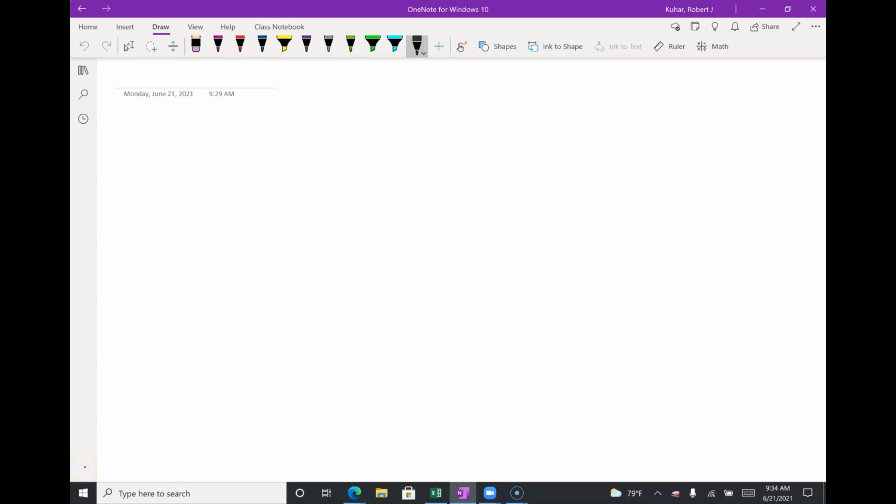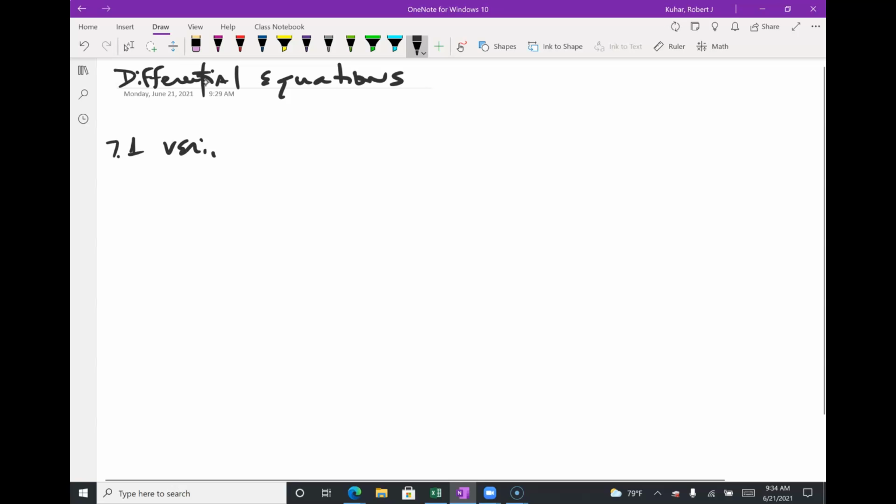So we're talking about differential equations today, and we've got kind of 5-6 types of problems, right? Verify a solution, I guess, was 7.1. Maybe that's only one problem there.